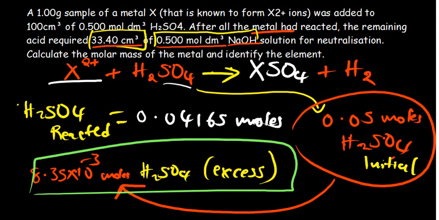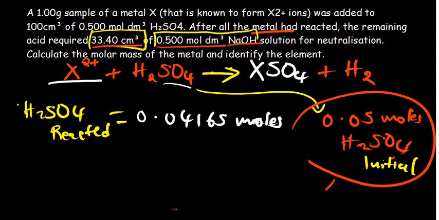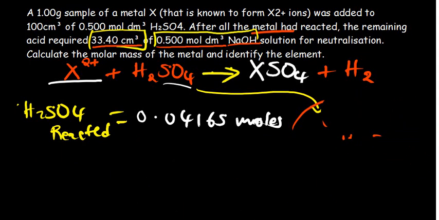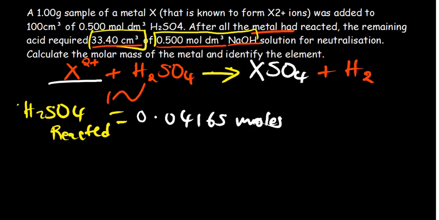I think this is what is important. If you're able to get to that point every time you have a back titration question, then you're good to go. So at this point, we now have the number of moles that had reacted in the first reaction, which was our area of interest. We're now able to use the mole ratios to determine the number of moles of our metal.